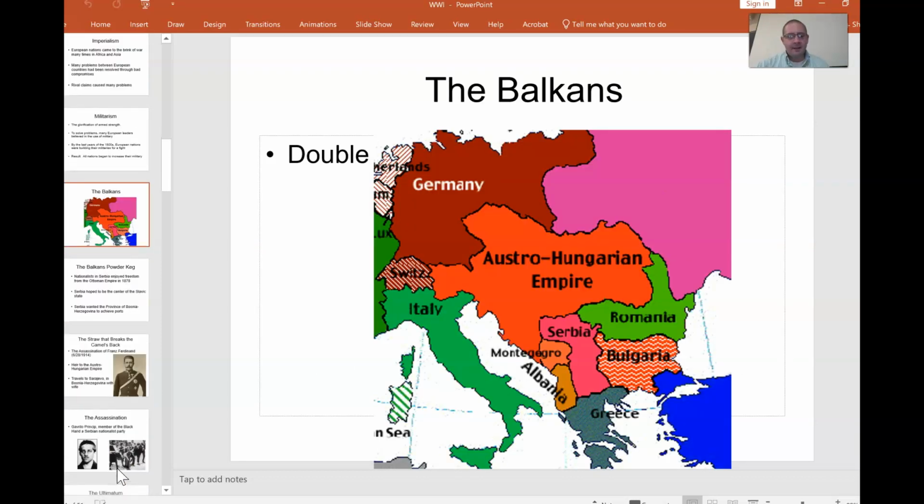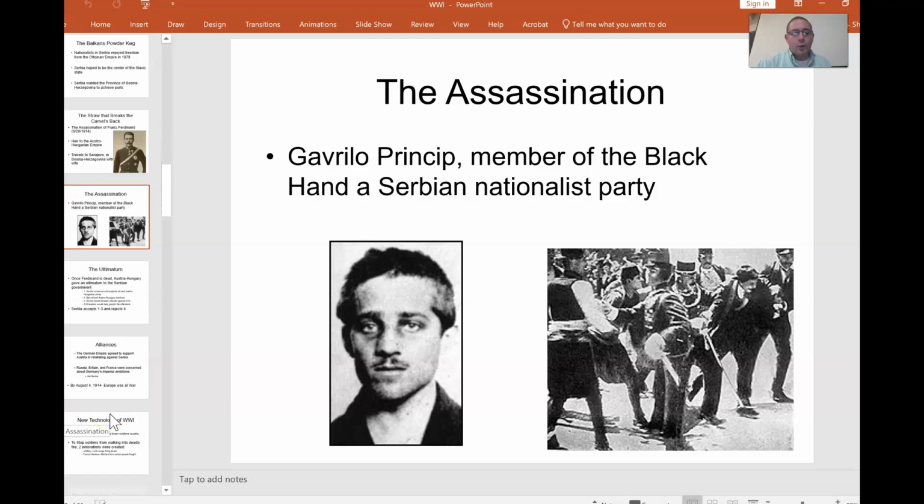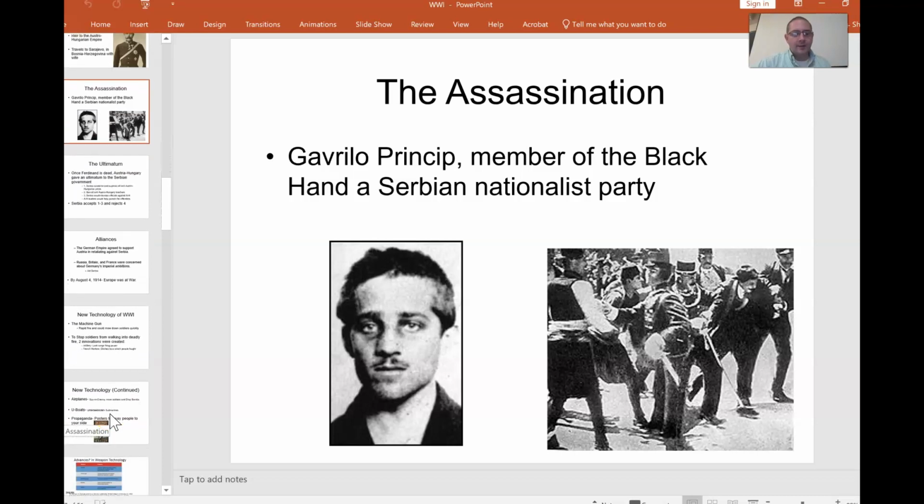And then finally, the last piece is the assassination, right? Gavrilo Princip, a member of a group called the Black Hand, winds up shooting the Archduke Franz Ferdinand of the Austro-Hungarian Empire, killing him in Bosnia-Herzegovina in the city of Sarajevo. And this begins the trickle effect to the war. Now, we're not going to get into the European side of this, but you'll look at the European side of this in another video.